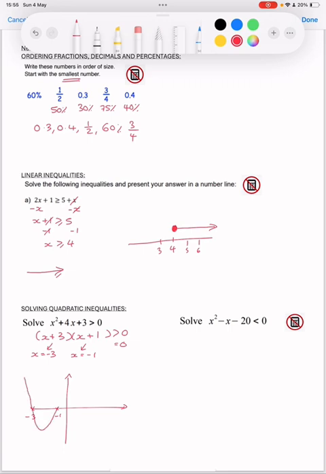It's going to be a U shape because it's a positive x squared. And the y-intercept is this number here. Just a good habit to label that. Now, because our sign is greater than, that means my solutions are anything above the y-axis. And my little trick with this is I would normally think of this as a smile with little ears on the side. And then we're going to have x is less than minus 3 or x is greater than minus 1.